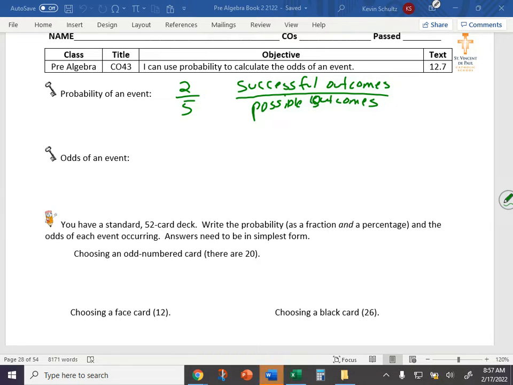If the probability of something is 2/5, that means that there are 2 things we want to happen, 2 successful outcomes out of 5 things that could happen. What probability compares is successful outcomes divided by possible outcomes. Okay, successful outcomes divided by possible outcomes. What odds do is compare successful outcomes to unsuccessful outcomes.